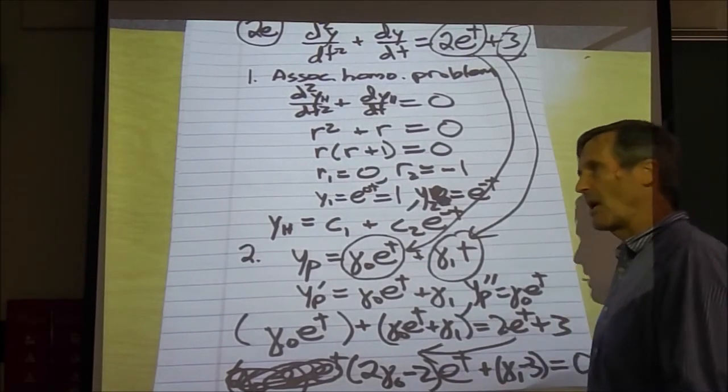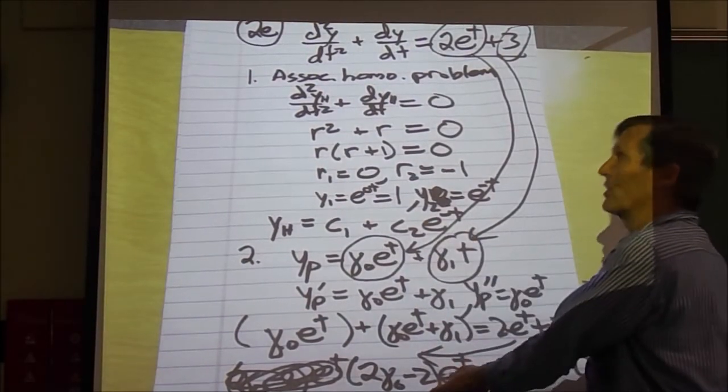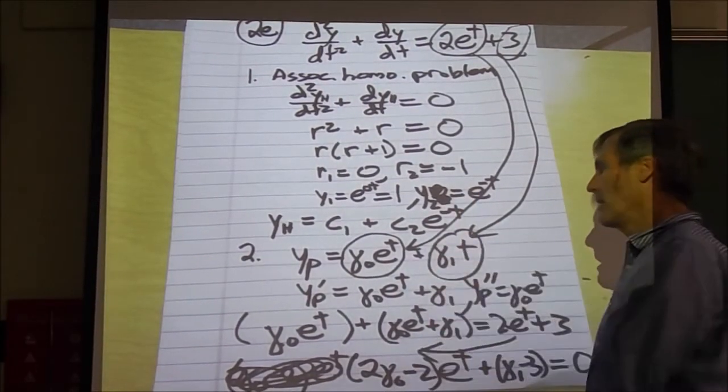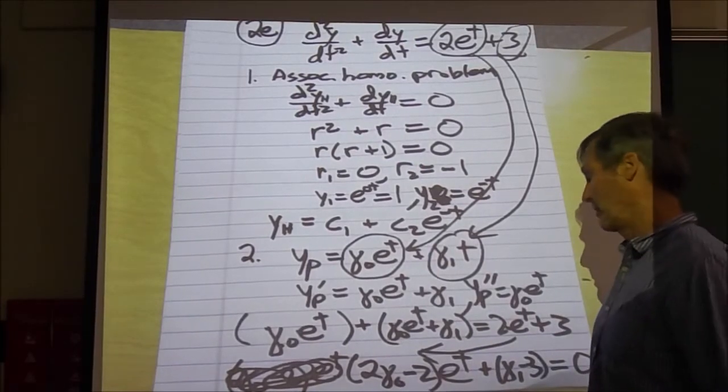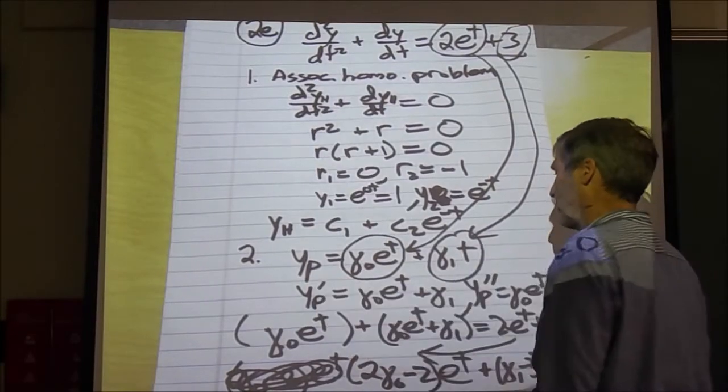And then the third step will be to add the two together. Take this general solution of the homogeneous problem plus one solution of the non-homogeneous problem. Their sum is the general solution of the non-homogeneous problem. That will be step 3 on the next page. So what does the particular solution look like?